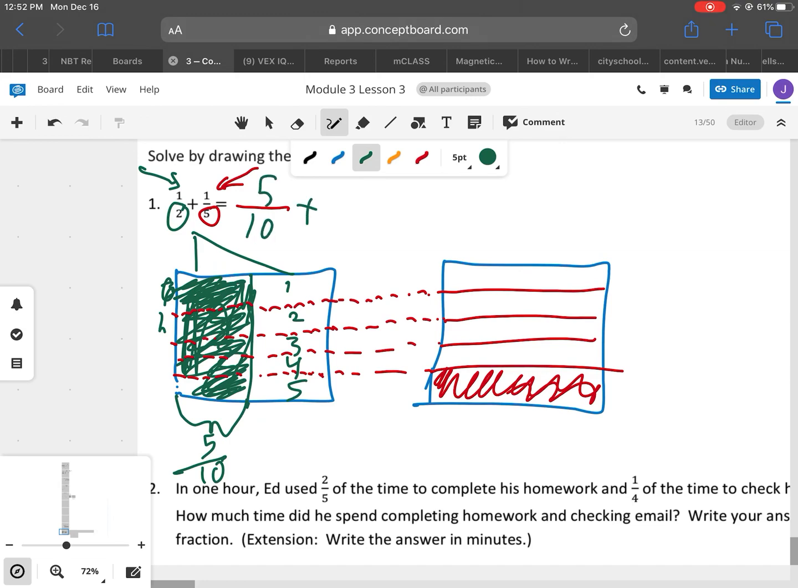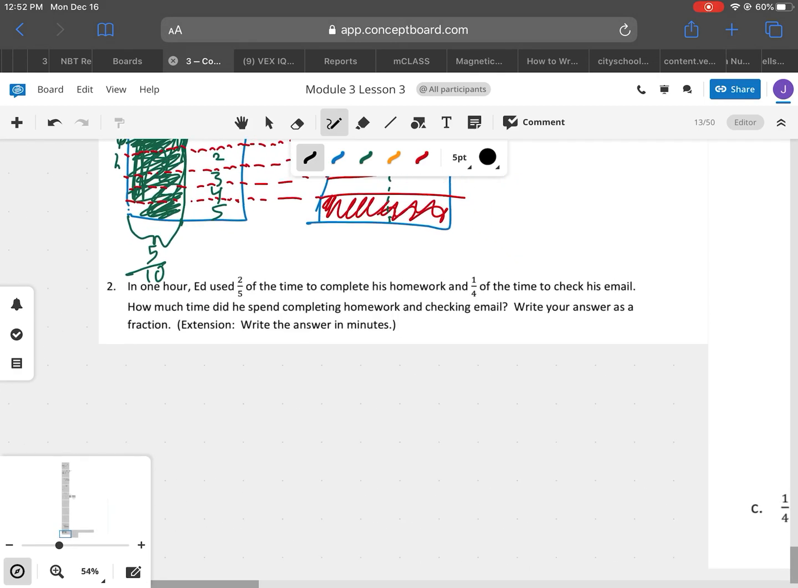Again, this is 5/10, and we're going to add over here. We're going to take this in half. How do I know? Because I do the same thing that I did over here, and that gives me 2 sections out of 10, 2/10. And that's going to give me 7/10 as my answer.